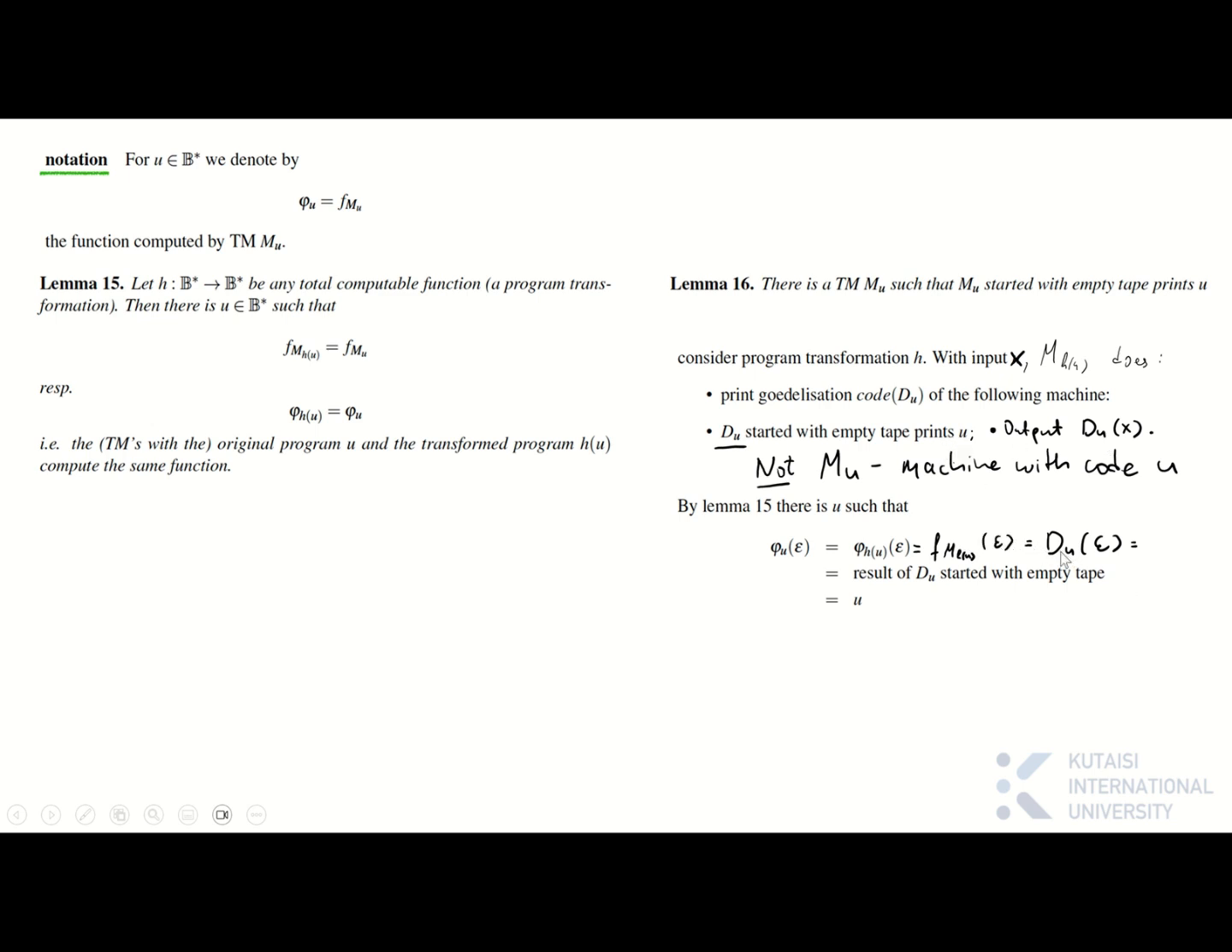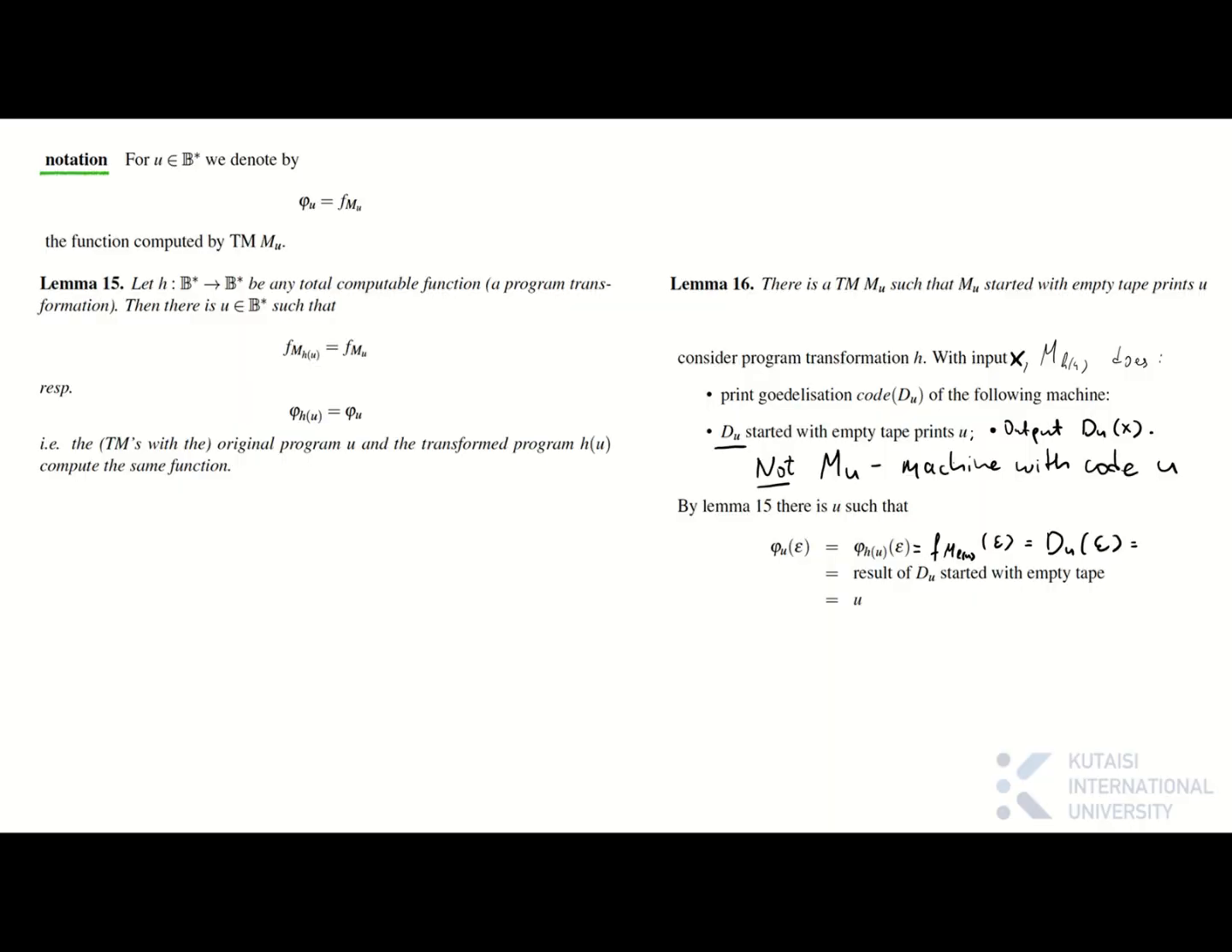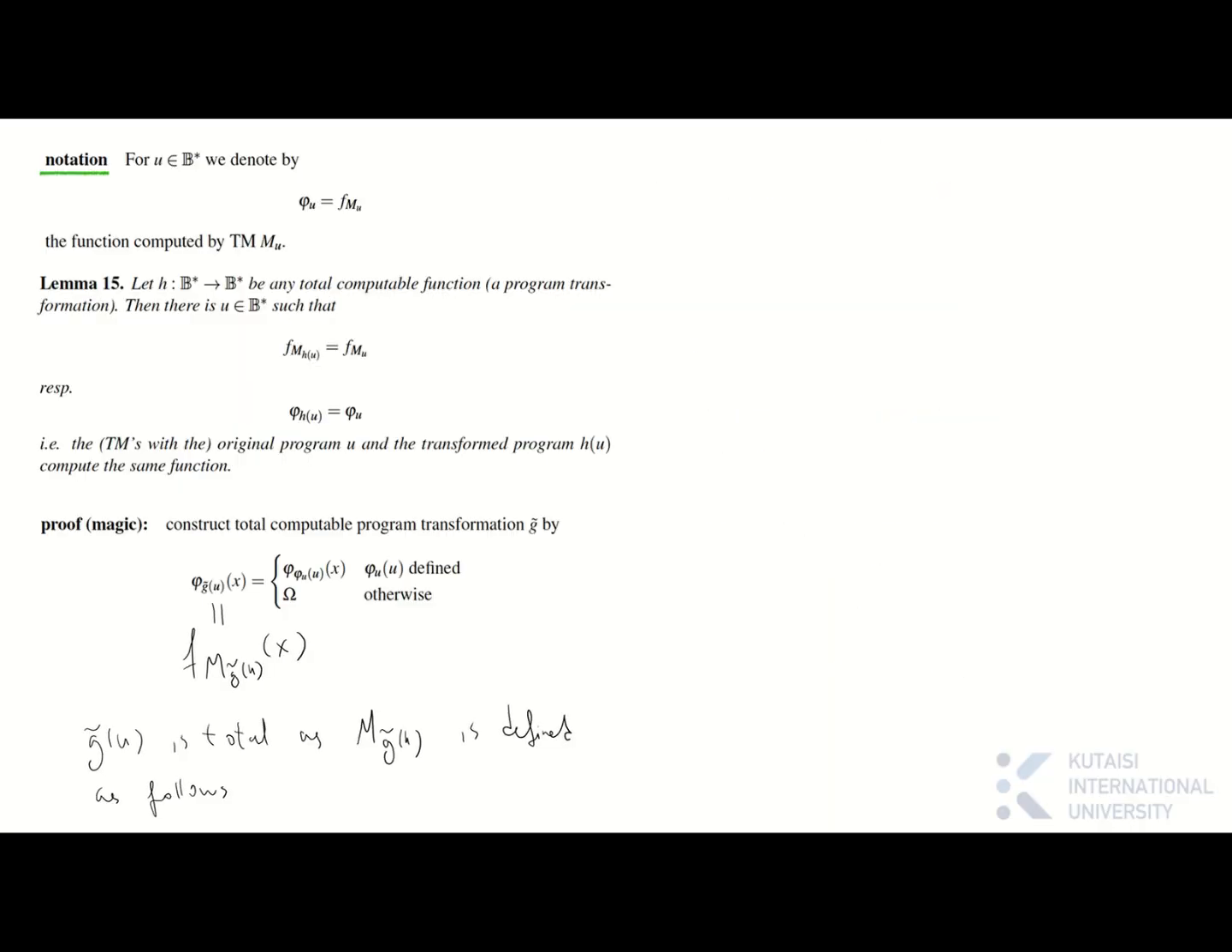If you take empty here, you will output whatever DU outputs on empty, which is the result of DU started with empty tape, which is U. So this program transformation, psi U on empty, will output U. So exactly we will write that psi H U is equal to psi of U on empty, and on other things also you can check that it works. And this is the mind bend of Kleene's recursion theorem.